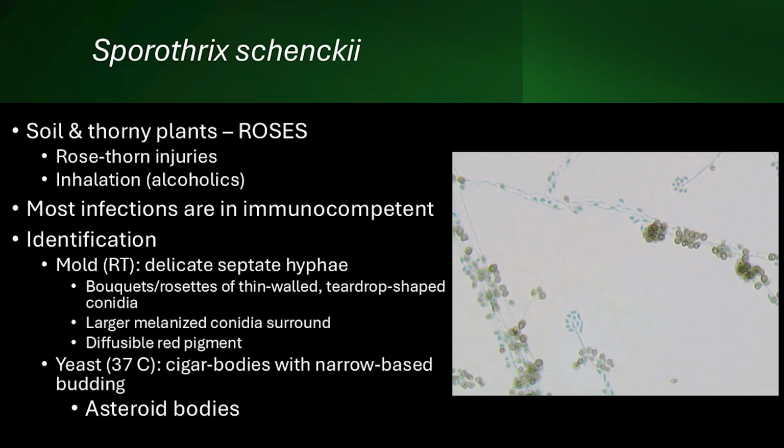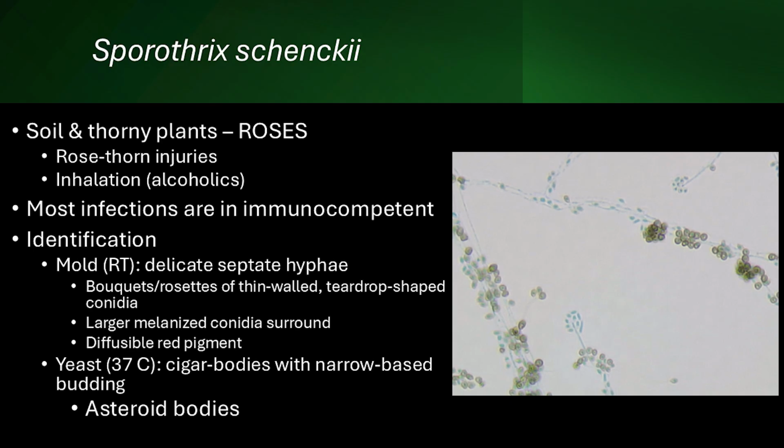Sporothrix schenckii is associated with soil and thorny plants. The classic story here is somebody gardening in their flower garden, and they get stuck by a rose thorn, and now they have a cutaneous infection. This can also be a cause of respiratory infection in alcoholics. Most infections with Sporothrix are actually in the immunocompetent, so it acts more like a true pathogen than an opportunistic one.